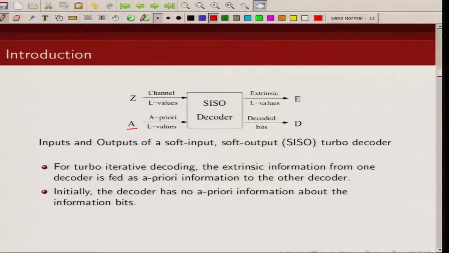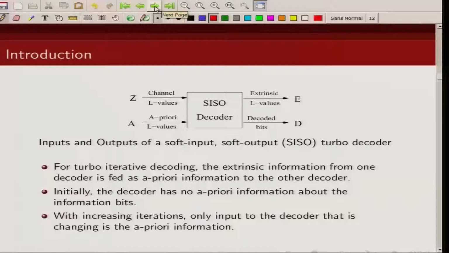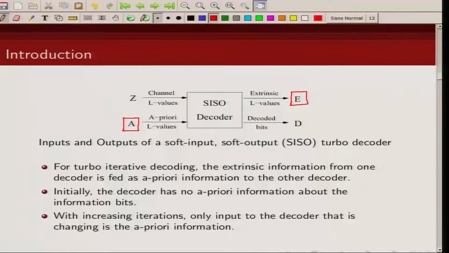As I said, initially we do not have any a priori value, but subsequently after a half iteration, extrinsic information is generated and that is passed on as a priori value to the soft input, soft output decoder. And again I emphasize, the only things changing with iteration are the extrinsic values and the a priori value. So, if you want to track how your turbo decoder is working with iteration, you need to track these two quantities, and we are going to talk about the various measures that we can use to track these two quantities.